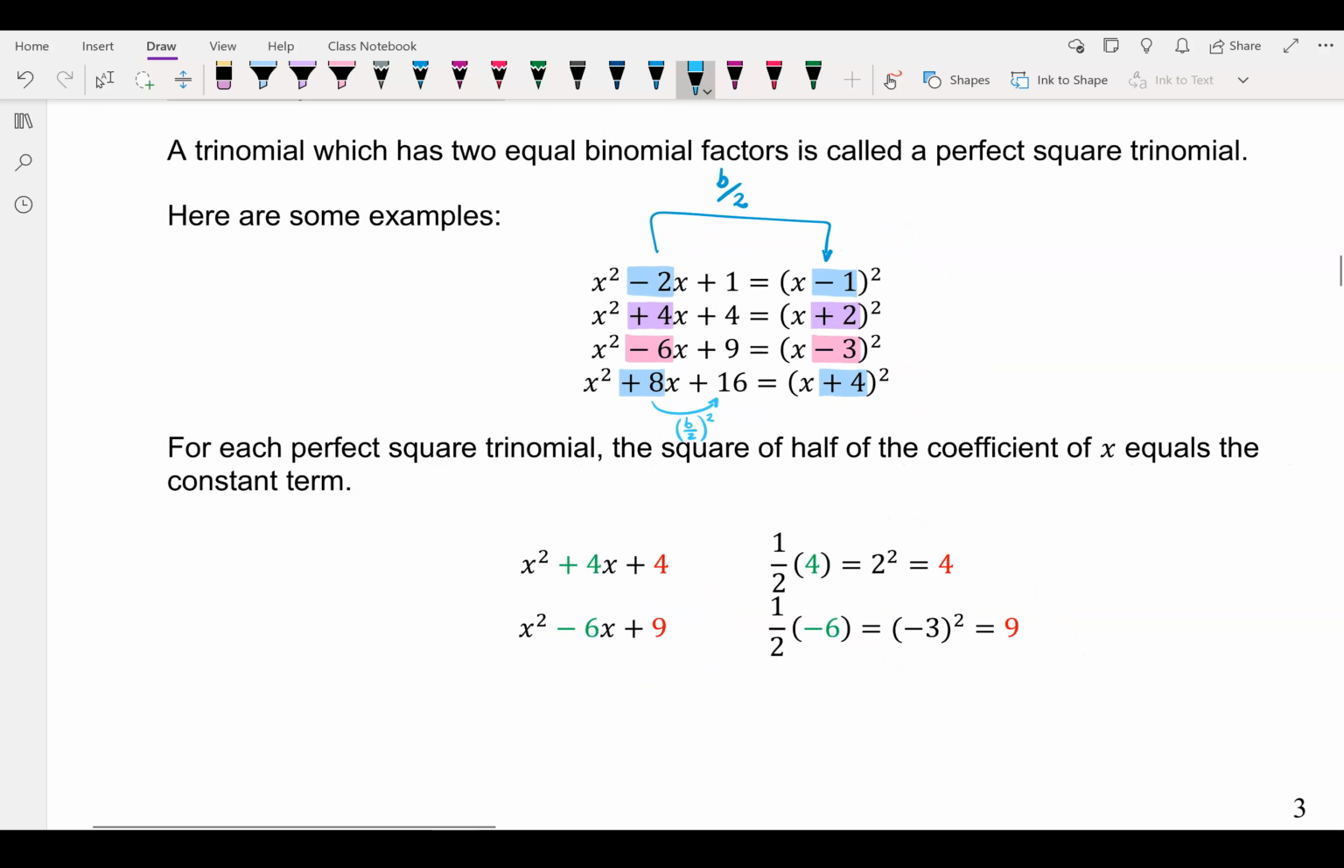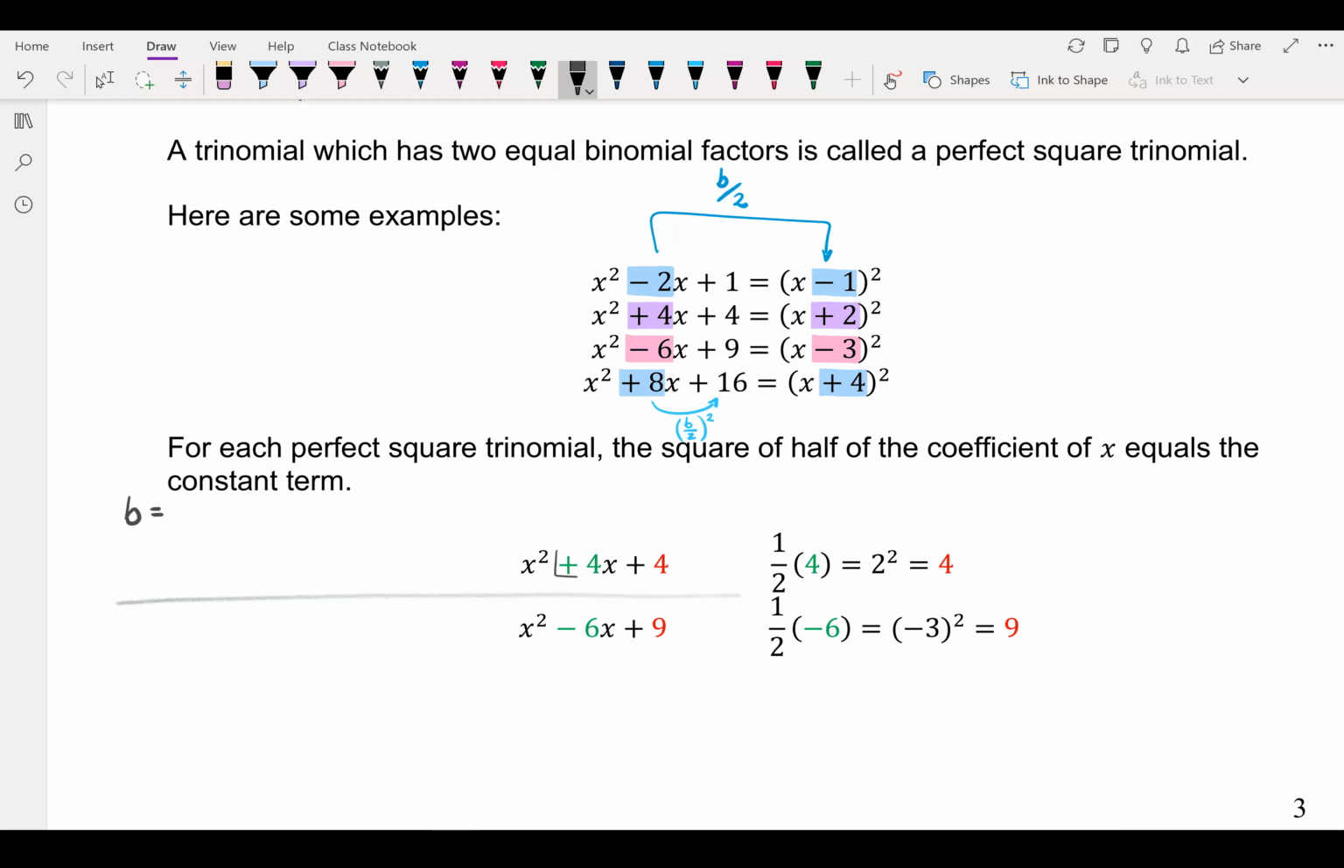So let's look at what else it's saying. It's saying for each square trinomial, the square of half the coefficient of x equals the constant term. What this is trying to say, I'll try to break this up for you nicely. Just look at the first equation here. Just look at this. What is the middle value?